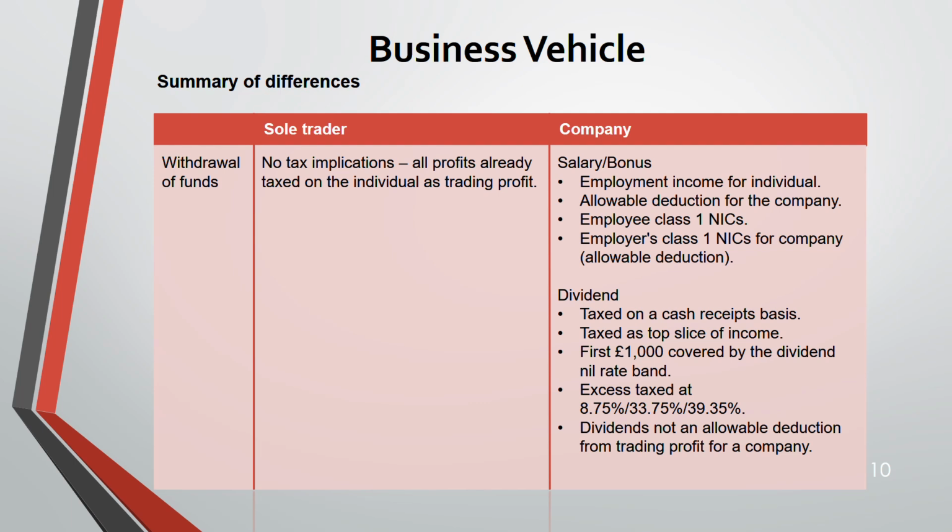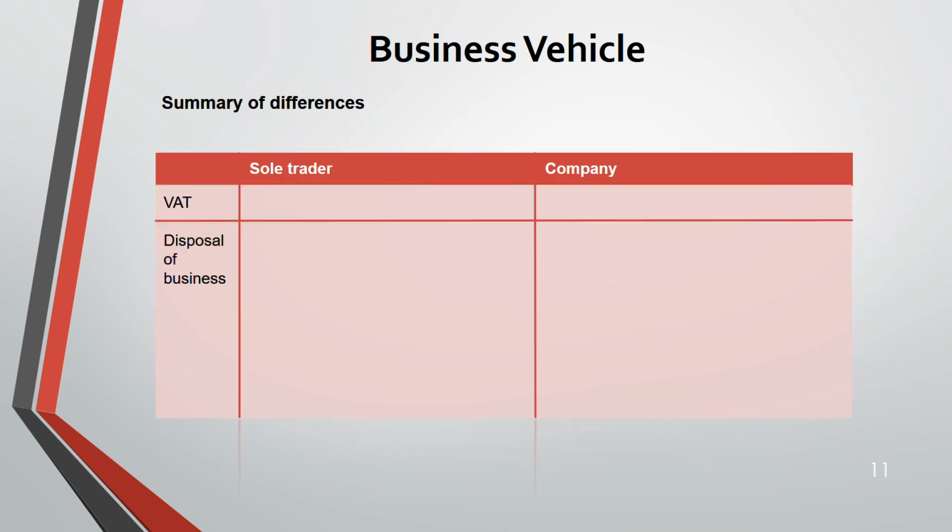Okay. With this withdrawal of funds is usually an area which is often tested. So be careful. Now, the company must have distributable profit for you to withdraw the funds. Otherwise, you can't. Next, VAT. An individual registers if a sole trader, a company registers. And disposal of business. There is a gain on individual chargeable assets.